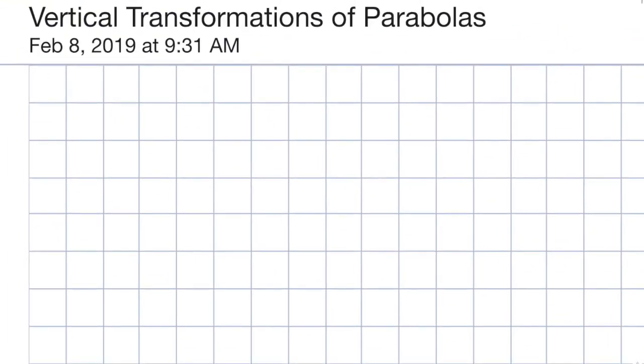So today we're going to be talking about vertical transformations of parabolas. And this is going to be lesson 8.2. So we're going to graph a bunch of different things, but first I want to talk about the various forms of our equations. So we can have y equals ax squared plus bx plus c, which is our standard form.